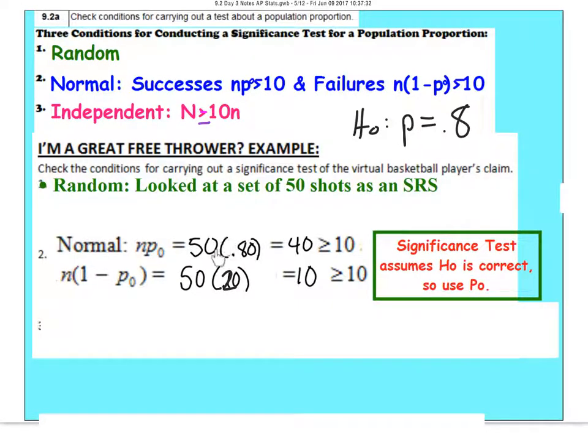So be really careful. This is probably the one thing where, if you make a mistake, it would be confusing the conditions for the confidence interval versus those of the test for the proportion.